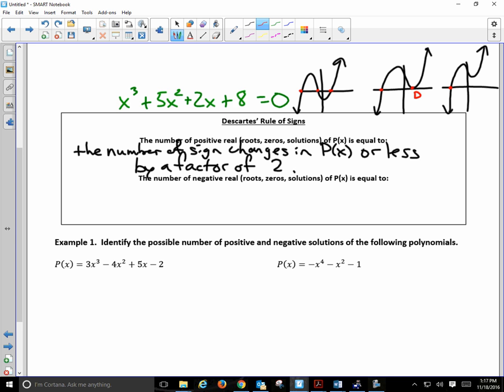1. So if it only has 1 solution and it's a third-degree polynomial, then there must be 2 imaginary solutions. Imaginary solutions come in pairs. We're going to show you more on that later. That's why it will be less by a factor of 2. In either one of these first situations we have 3, and in this one we have 1.